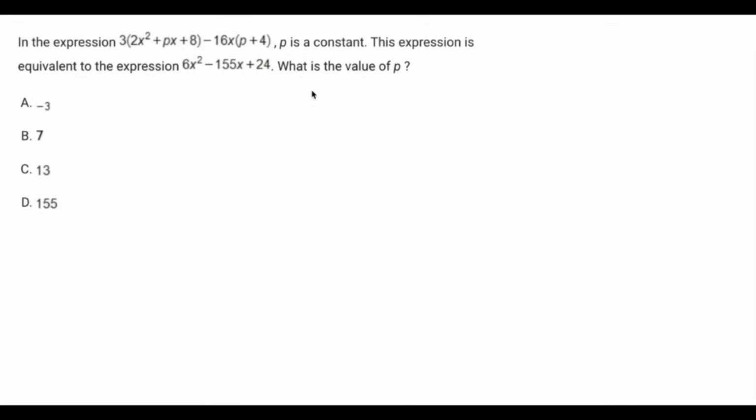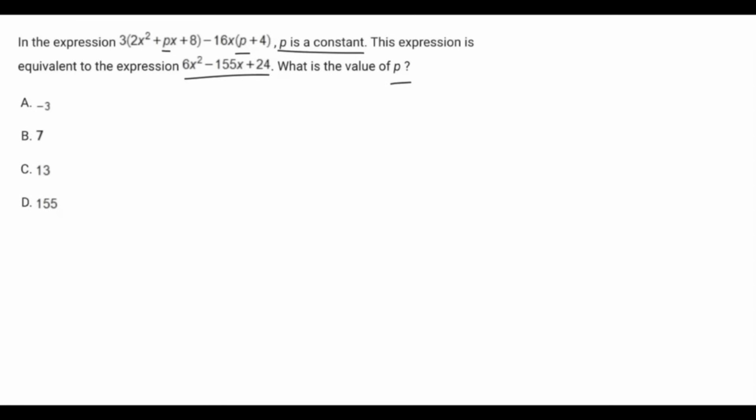The expression 3 times 2x squared plus px plus 8 minus 16x times p plus 4. P is a constant. This expression is equivalent to the expression 6x squared minus 455x plus 24. What is the value of p? So here we have 2 missing variables in this one equation, so that is going to make it a little bit tricky to solve.